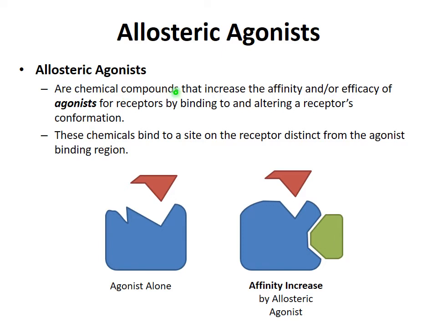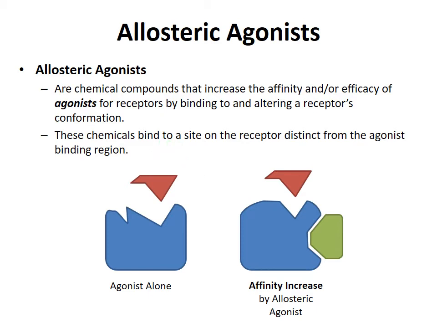Okay, so they're chemical compounds that increase, could be either or, the affinity or efficacy of a standard agonist, and that could be a full agonist, for example, for receptors by binding to and altering a receptor's conformation. Again, they bind at a site distinct or separate from the agonist binding region.